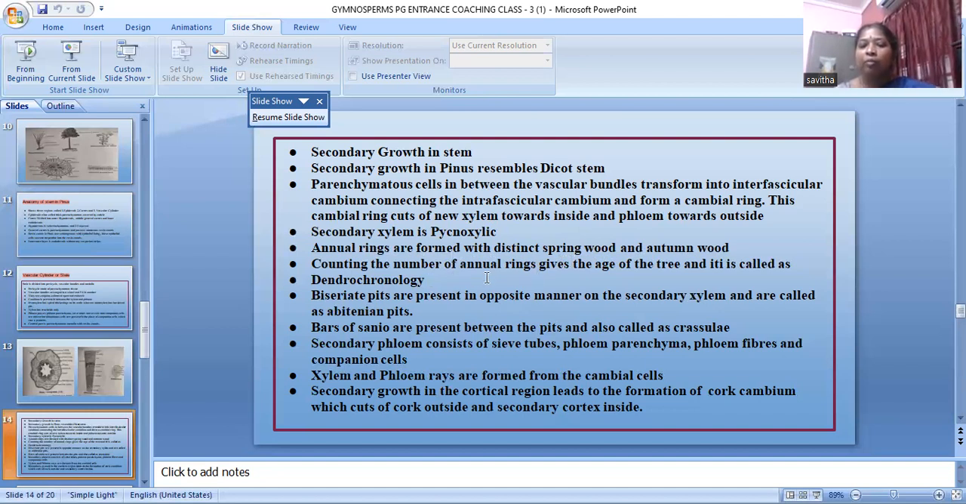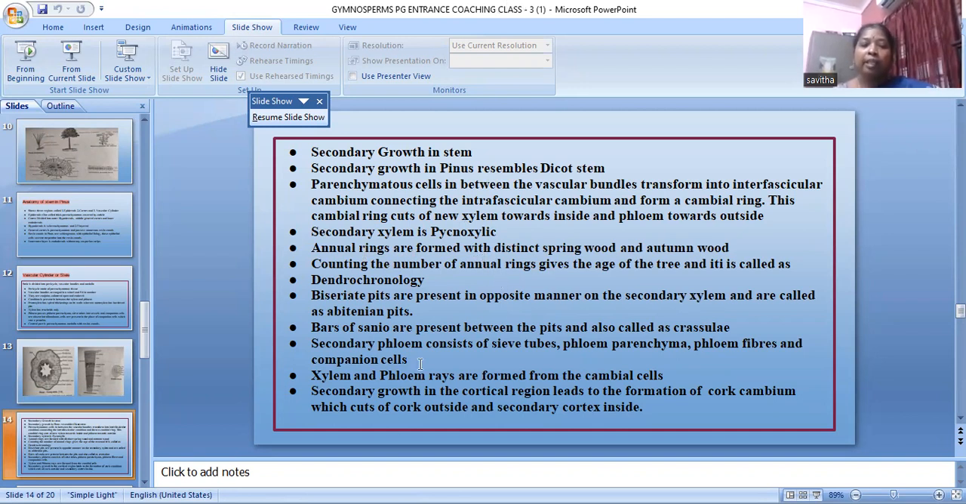When you count the number of annual rings, you can know the age of the Pinus tree, which is called dendrochronology. Biseriate pits are present in opposite manner on the secondary xylem, and which are called Araucarian pits. Biseriate pits means double-layered pits are present, which are called Araucarian pits. And in between these pits, you will find the bars of Sanio, which are also called crassulae. These are the important characteristic features of Pinus.